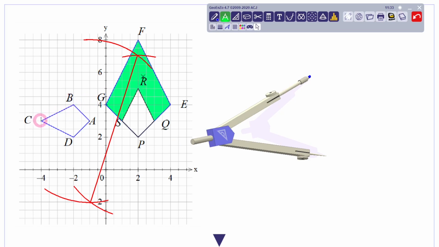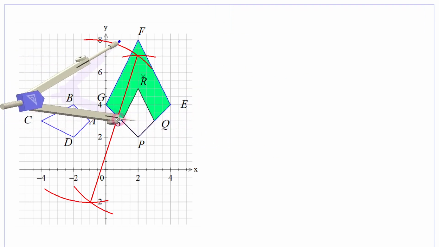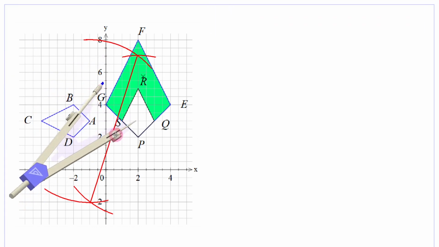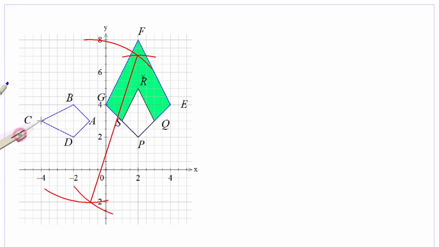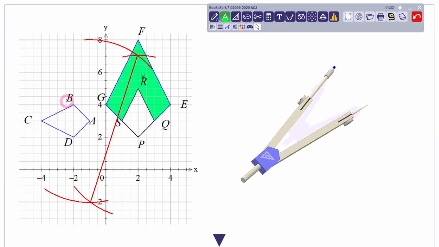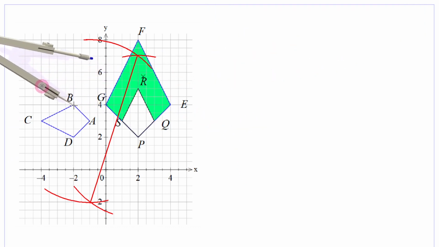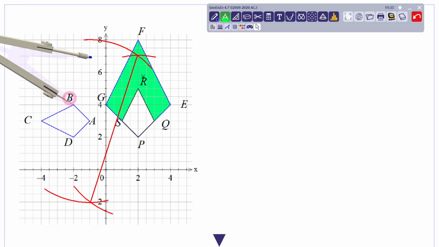If you don't want to use C and R, you can use D and S or B and Q. Okay, let me use C and R. Okay, it's a little bit hard for me to draw it here. How about I change it to B and Q. So B and Q, the perpendicular bisector is somewhere around here.